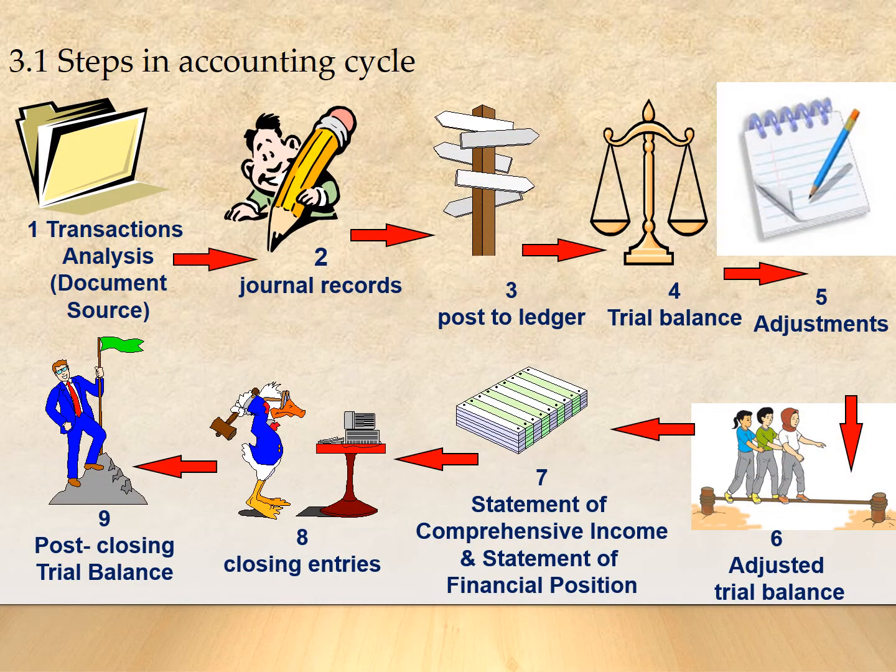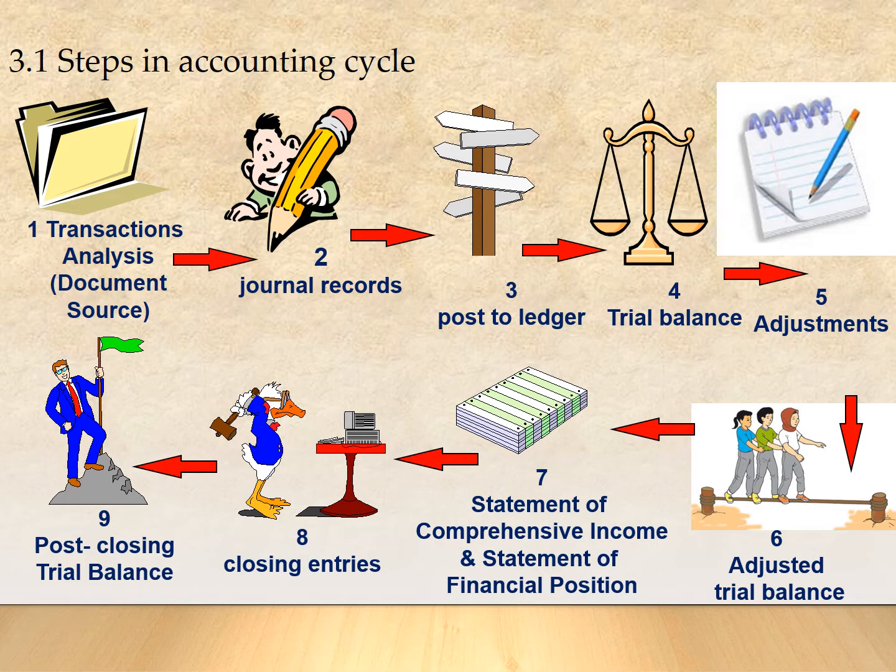3.1 Steps in the accounting cycle. There are 9 steps in the accounting cycle. First, transaction analysis. The documents source from transactions in a business. Second, record to journals. Third, post to the ledger accounts.